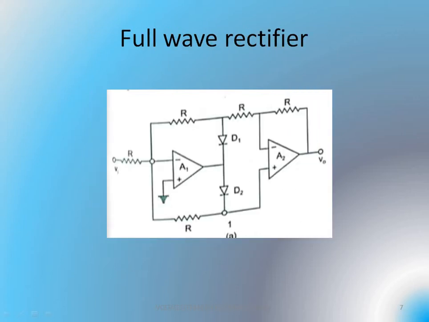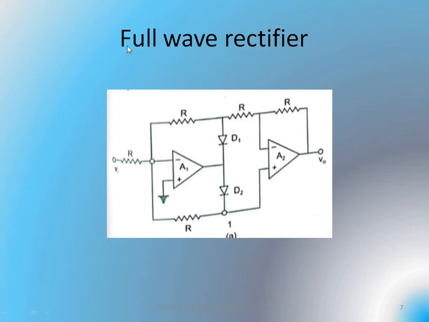Very similar to the half wave rectifier, we have a full wave rectification operation which is performed by the full wave rectifier circuit. Here you can find that there are two diodes, namely D1 and D2. This D1 and D2, along with the two operational amplifiers A1 and A2, will perform the full wave rectification process.